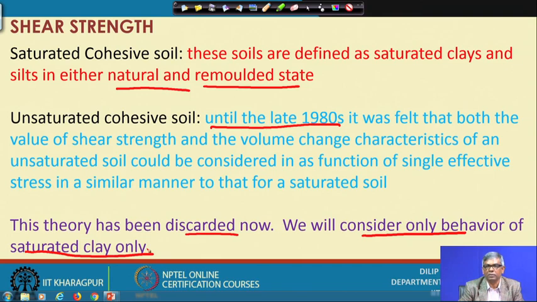So, you are restricting to this part; the unsaturated one we are not considering at all, because my target is undergraduate level. So, I am just keeping it away.